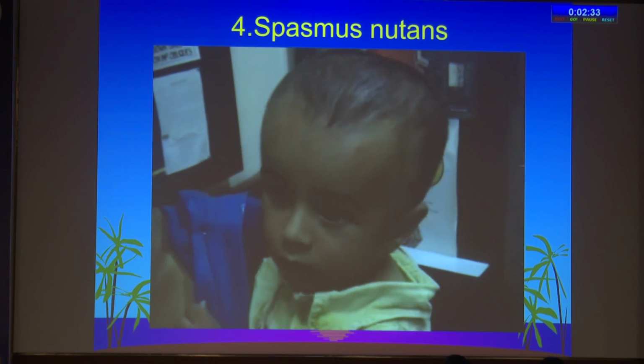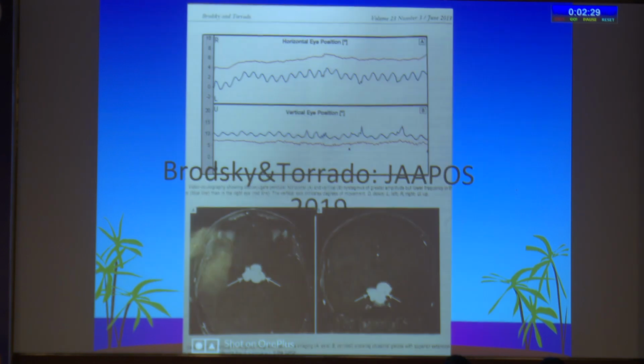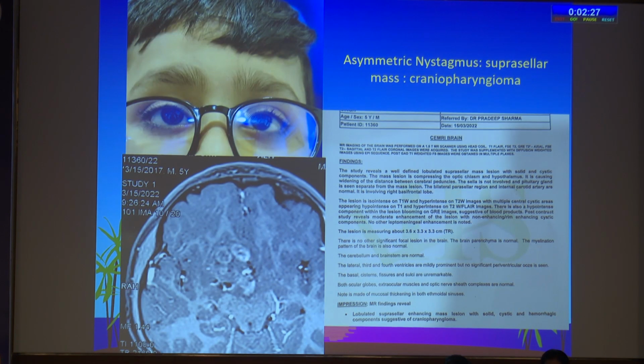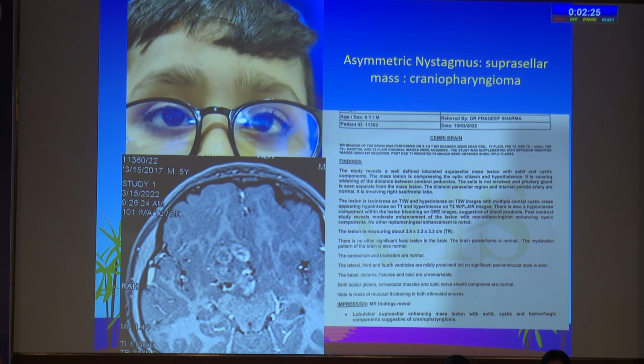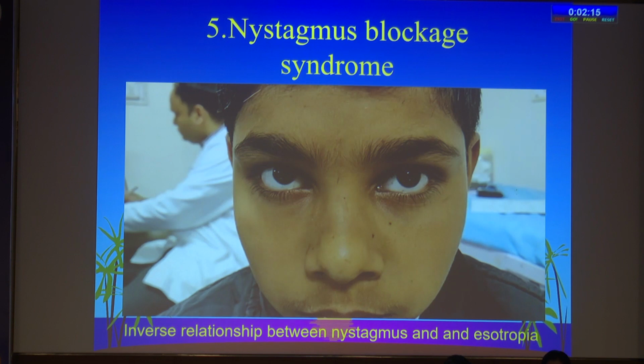So if there is a unilateral or asymmetric nystagmus, keep in mind it may be spasmus nutans, and you need to do imaging, and you will pick up life-saving conditions. So imaging is a must. Any nystagmus which has oscillopsia or is acquired, you need to do imaging. So as a rule, you may have different conditions which are causing it, but you need to do that.